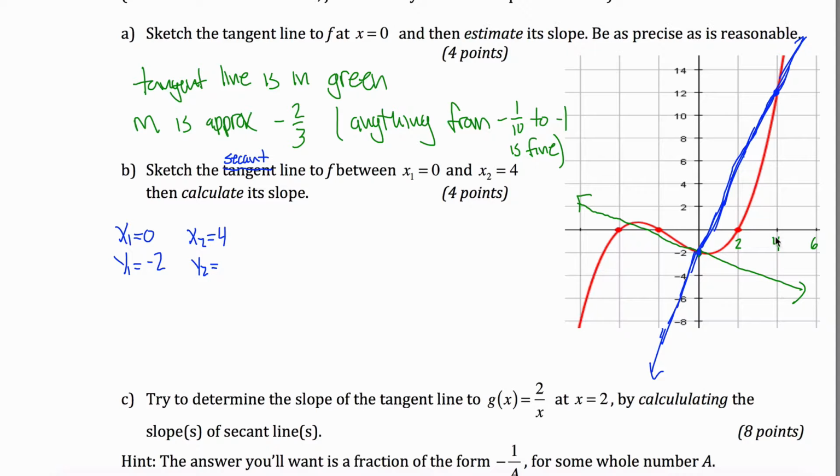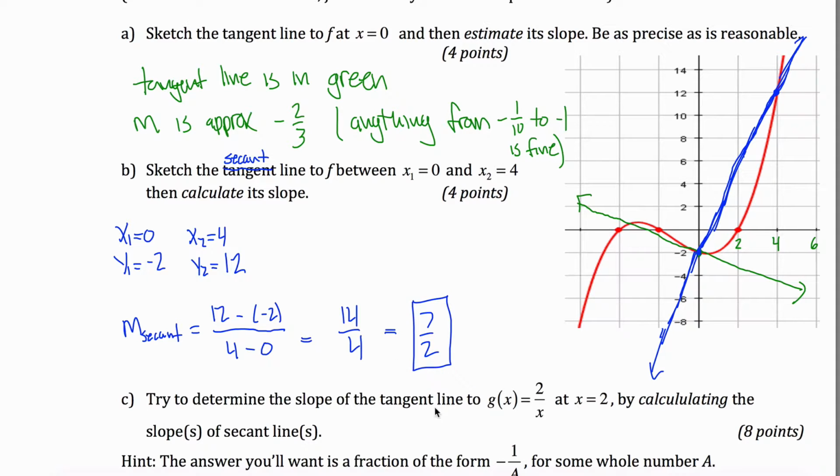I chose 4 because it looked to me like the graph goes right through this point here. It looks to have a height of exactly 12. If you estimated that to be slightly different based on the graph, that's fine. And then I want to figure out the slope. The slope of the secant line is equal to y2 minus y1 divided by x2 minus x1. So 12 minus -2 is 14, and 4 minus 0 is obviously 4, or 7/2. Slope would be 7/2.